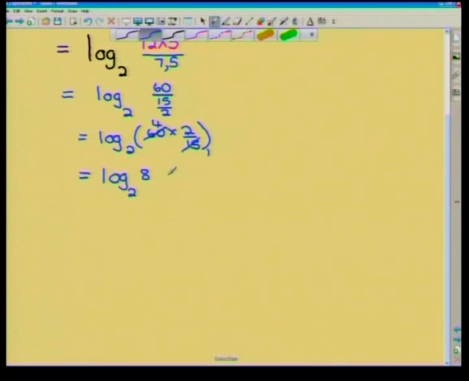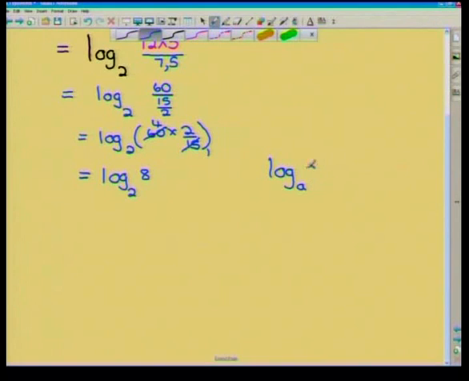Now it appears like you're finished, but the bad news is well, not the bad news, the good news is you're not. Remember we had a law that said log to the base a of a is 1. And 8 is a power of 2. So we can go log to the base 2 and make 8 2 cubed. Now, we're using the rule that says log to the base a of b to the m is m log to the base a of b.